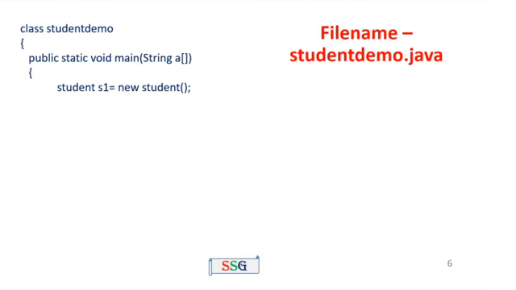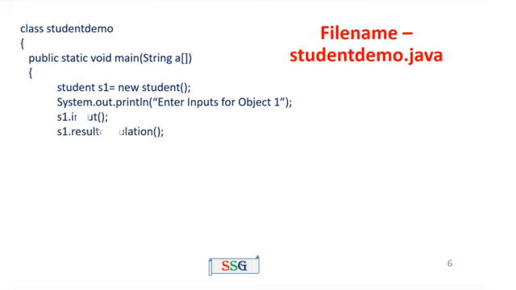That is, the object name is s1. Student s1 = new Student. Here the object is created and memory is also allocated for the object s1. Then next, we have to get the input from the user. So System.out.println, enter inputs for object 1. That means it displays the message, enter input for object 1. Then s1.input. Here s1.input means the control transfers to the input function and collects all the inputs such as name, register number, subject 1 mark, subject 2 mark and subject 3 marks.